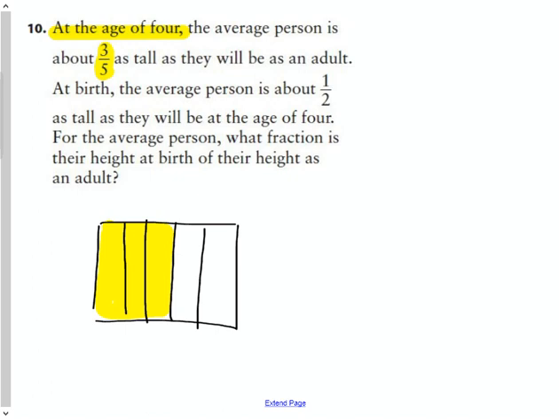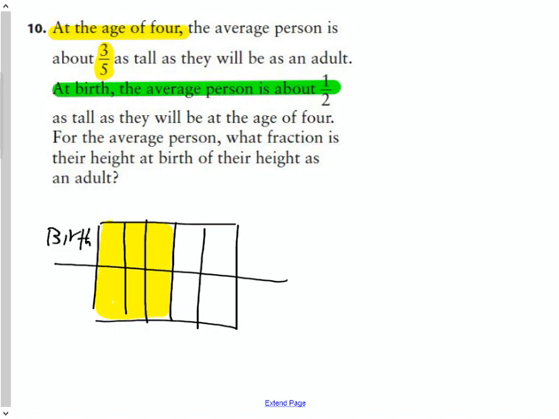But at birth, the average person is about half as big as that when they're 4. So what am I going to do with that 3/5? I'm going to cut it in half, and I'm going to say this is birth. Half as big as they were when they were age 4. So what fraction of their adult height is that picture representing? 3/10. So therefore the answer is 3/10.